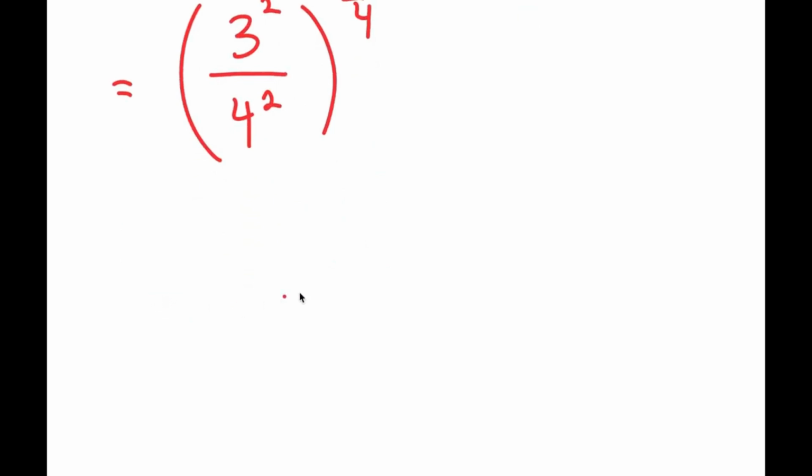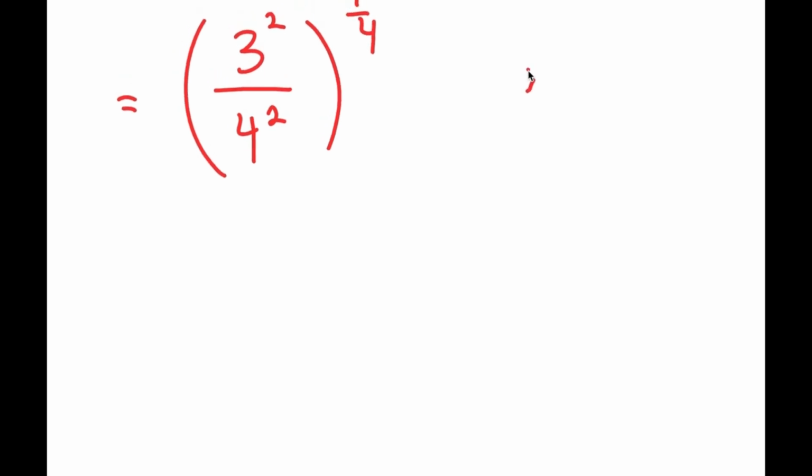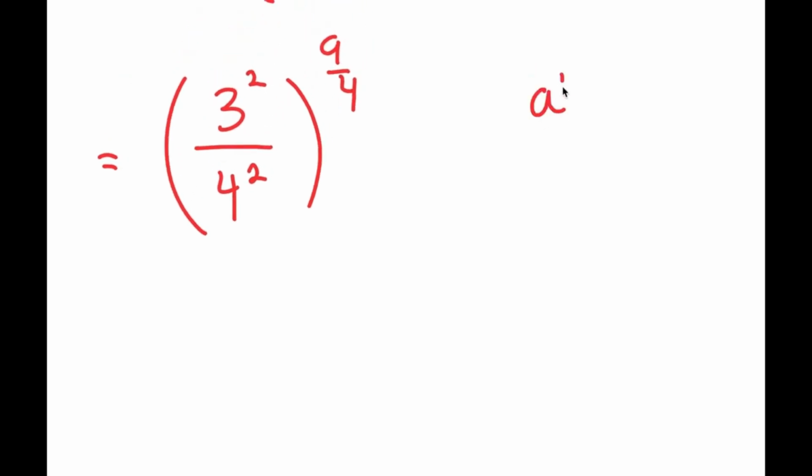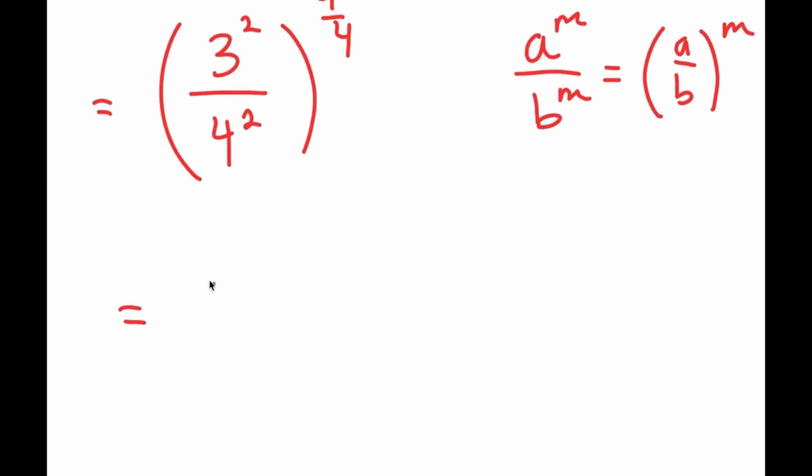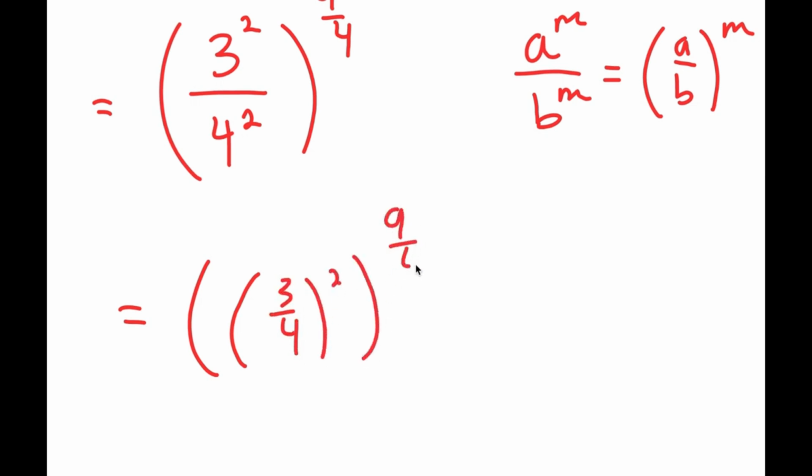The reason I did this is because if I have something in the form a to the power of m over b to the power of m, this is equal to (a over b) to the power of m. So in this case, this turns into (3/4) to the power of 2, and I have this to the power of 9/4.